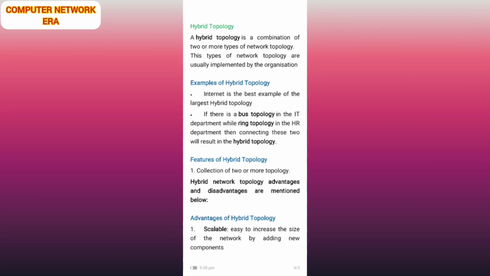So, hybrid topology. A hybrid topology is the combination of two or more types of network topologies. This type of network topology is usually implemented by organizations. What are the examples of the hybrid topology? The internet is the best example. If there is a bus topology in an IT department and a ring topology in the HR department, then connecting these two will result in a hybrid, because it's a combination of bus and ring topology. The feature is that it is a collection of two or more topologies.